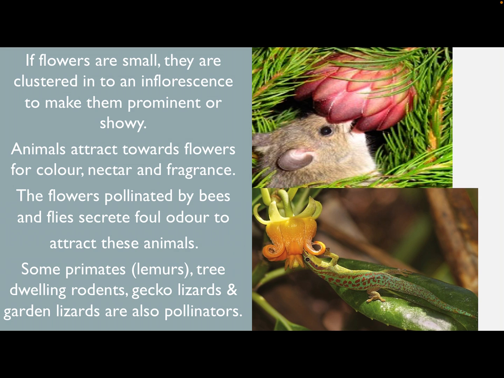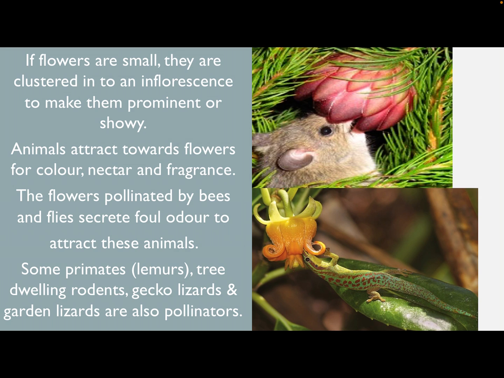Animals are attracted towards flowers for color, nectar and fragrance. The flowers pollinated by bees and flies secrete foul odor to attract these animals. Those flowers which are pollinated by bees, wasps and moths often produce foul odor. Foul means bad odor. Bees are attracted by bad odor. They often have foul odor.